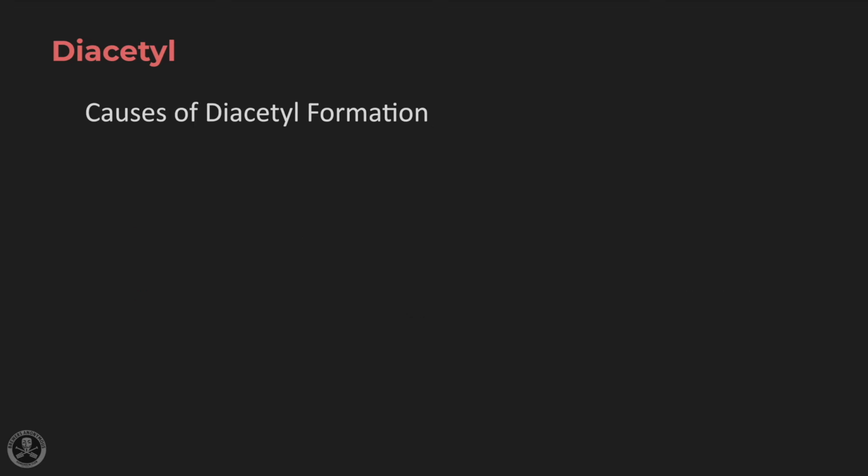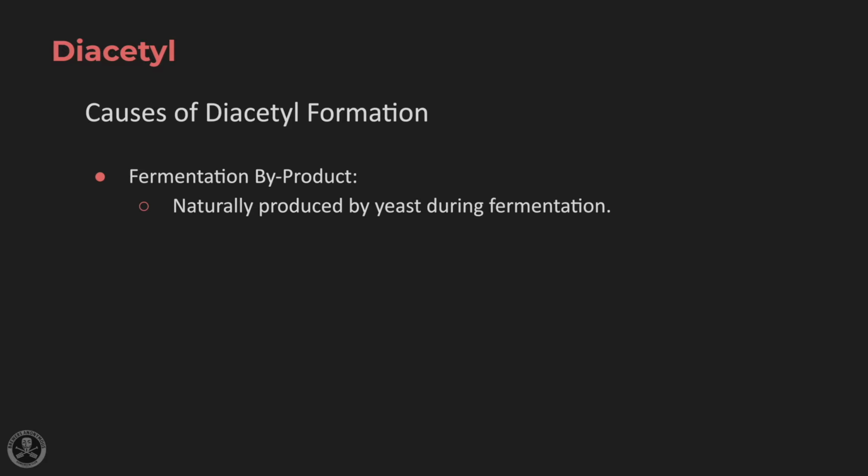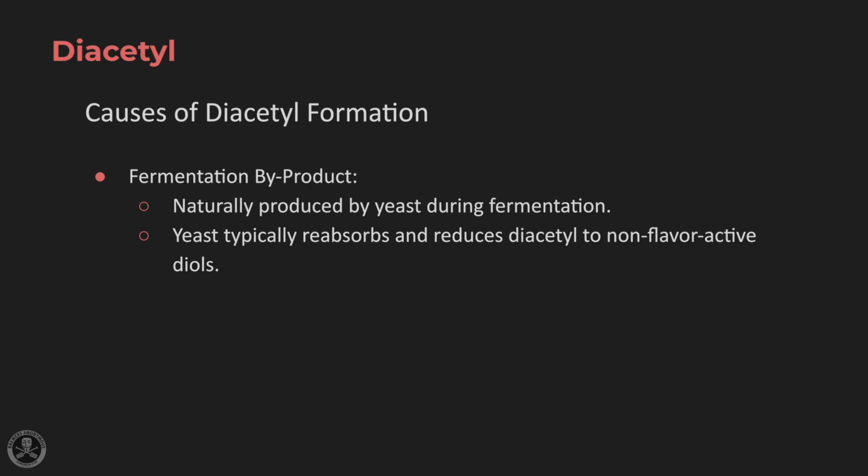We did just discuss the causes of diacetyl in the last section, yeast and fermentation, but let's take a proper look at it again in case you're coming back to this lesson alone as a refresher. Diacetyl is a fermentation byproduct. It's naturally produced by the yeast during fermentation. The yeast then reconvert and reduce diacetyl into non-flavor active diols.